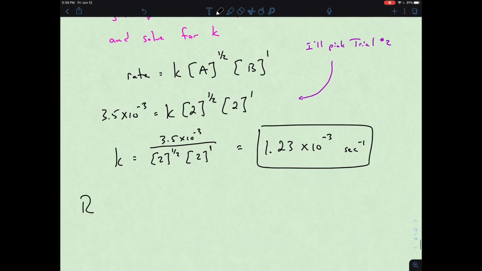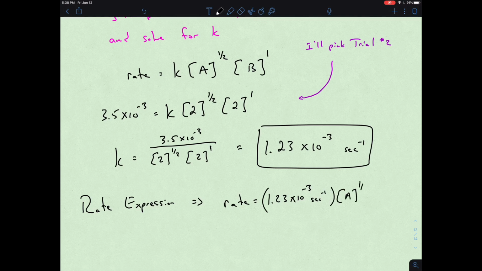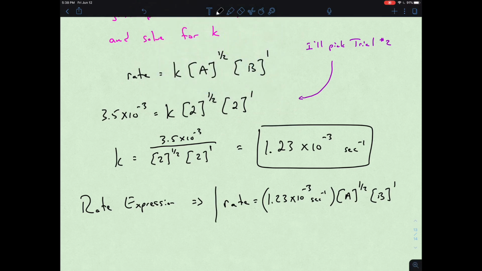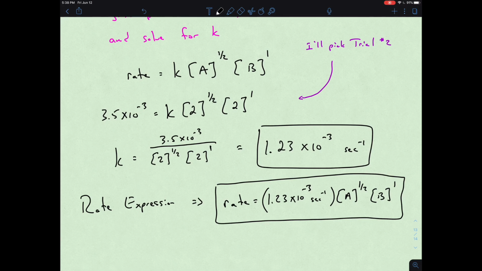And so that means our rate expression is equal to, rate is equal to little k. What is our little k? Well, it's 1.23 times 10 to the negative third reciprocal seconds times the concentration of A to the 1/2 times the concentration of B to the first order. And that is now our overall rate expression derived from the experimental data.